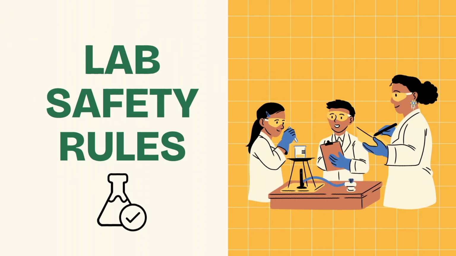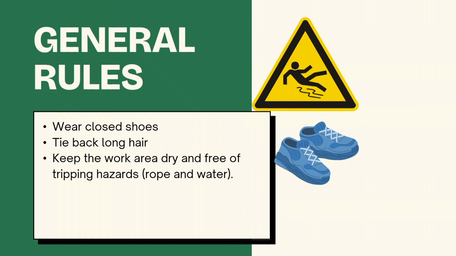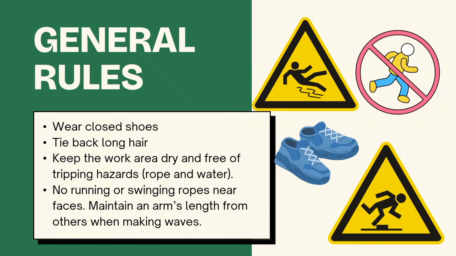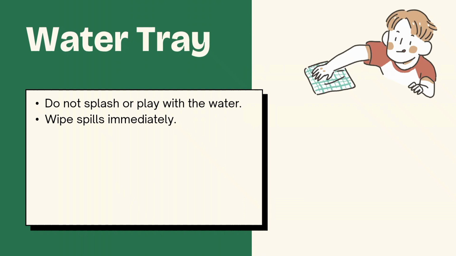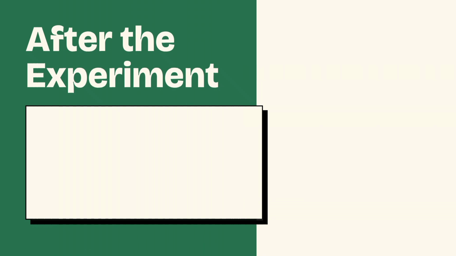But before we start, I will first introduce the lab safety rules. We have the general rules. You can pause this video to read the rules. I have also included the materials that may pose risk to the students. First, the rope. Second, the water tray. And then, what they should do after the experiment.